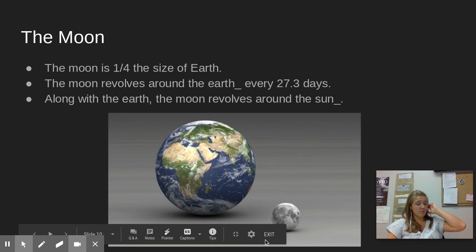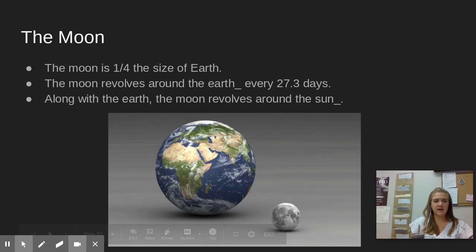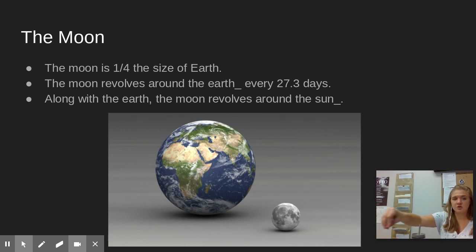Along with the Earth, the moon revolves around the sun. So what happens is, let's pretend, can y'all see this? Kind of. Okay, let's pretend this right here is the sun, my little gray straw here. If this is the Earth traveling around the sun, while also spinning, like going like this, then we have the moon, which goes around the Earth while also going around the sun. So it makes kind of like circles like this, all right?